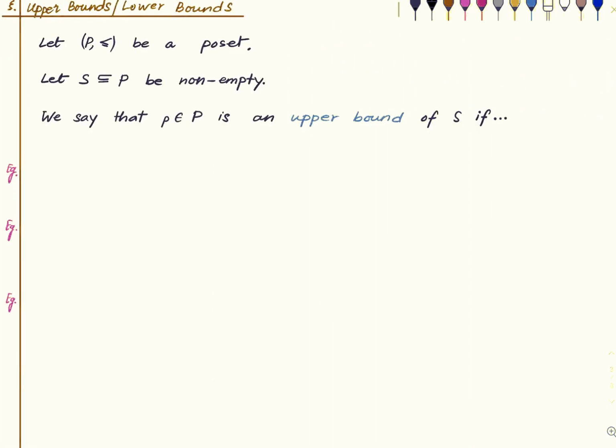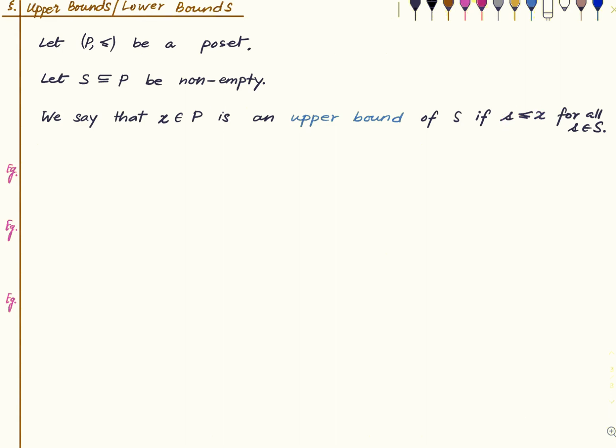Right, so first we will discuss what an upper bound to a subset of a poset is. So fix a poset and fix a non-empty subset S of the poset. Then we say that an element x is an upper bound of the set S if x dominates every element of S. It's a very natural definition. Basically, it is sitting above everything in S in some sense.